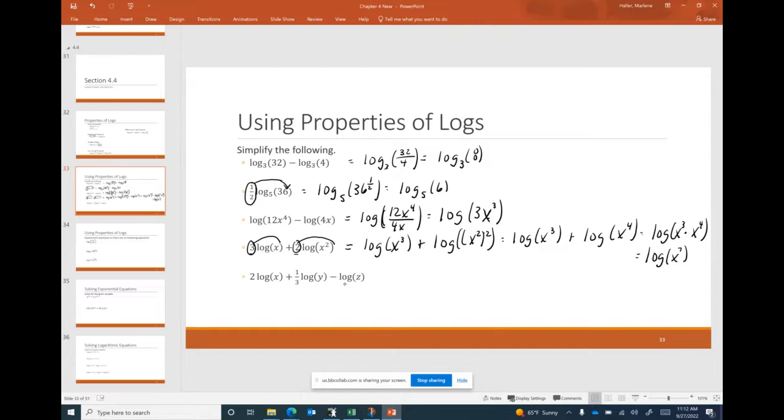All right, there's one more here, with some coefficients, so let's move those up first. We can't combine logarithms that have coefficients. All right, let's rewrite that then. That's the log of x squared plus the log of y to the 1/3 power, minus log z. Okay, now that there are no coefficients, I can combine them.